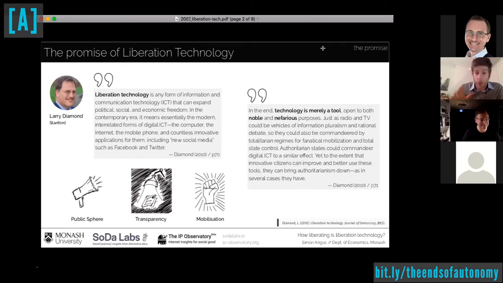Now, already in this quote, you get this kind of contest between the noble and the nefarious. And that's going to become important, particularly towards the end, where I want to speak to some recent political economic theorising around this, and particularly the strength of the state versus the society in this regard.